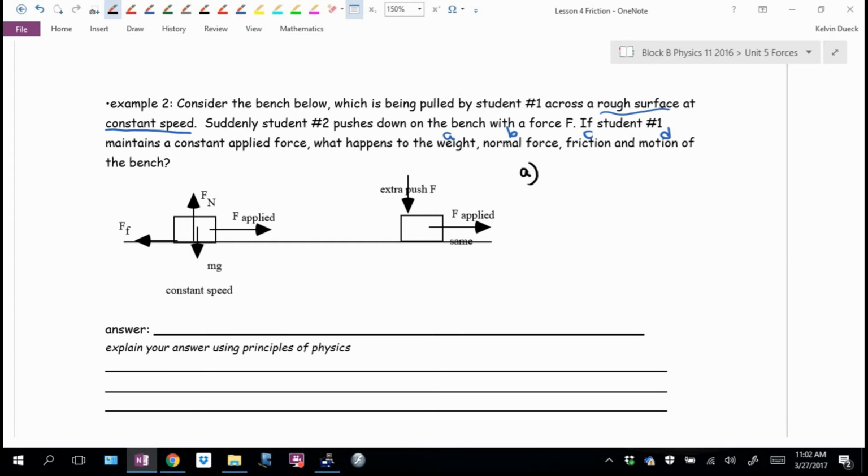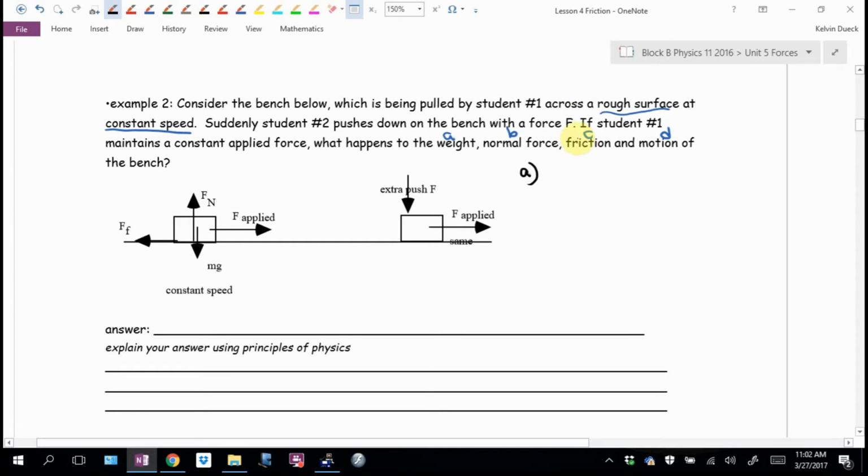Does the mass of the bench change? No. So does the weight of the bench change? Does the mass of the bench change? No. And if weight is mg, did the m change? No. Did g change? No. Did the weight of the bench, I'm not talking about any other forces, just the bench itself, did that change?